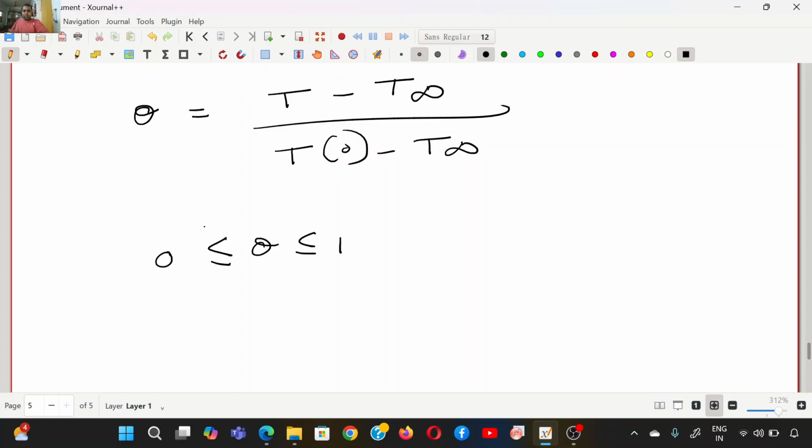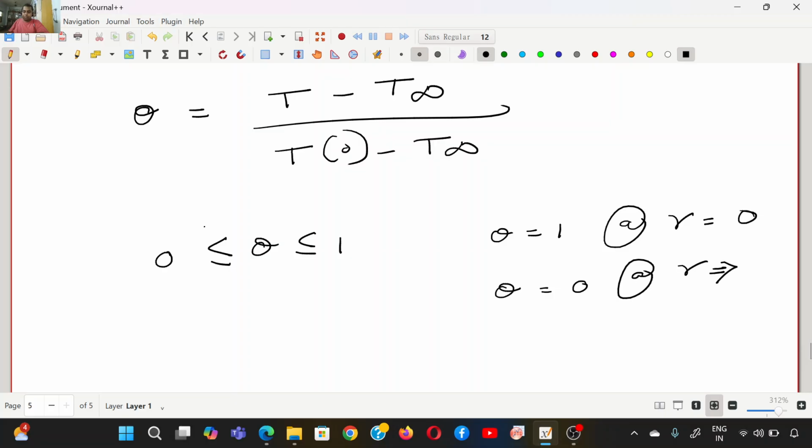Because what are the extreme cases? T is equal to T infinity at the ambient. So T infinity minus T infinity is equal to 0, theta is equal to 0. And at the center where T is equal to T naught, T naught minus T infinity by T naught minus T infinity is 1. So this is our non-dimensional temperature range. Theta is equal to 1 at r is equal to 0. Theta is equal to 0 at r is equal to infinity, that is very far from the wire.